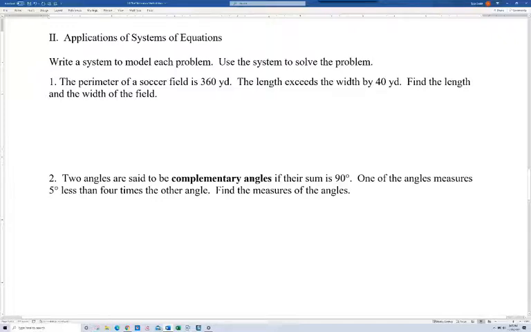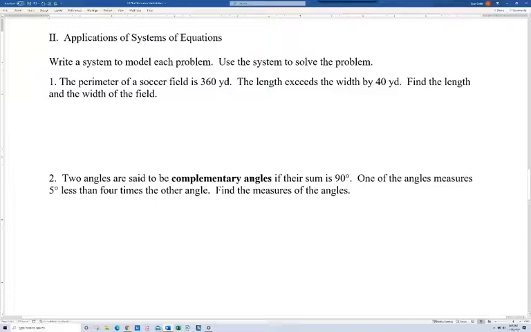But the whole point here is, first of all, this is an algebra course, so we're learning how to use algebra to solve problems. And the other thing here is we're working with systems. So in each case, you need to write a system of equations that represents the problem, and then use that system to solve the problem. All right, so let's go ahead and get started.